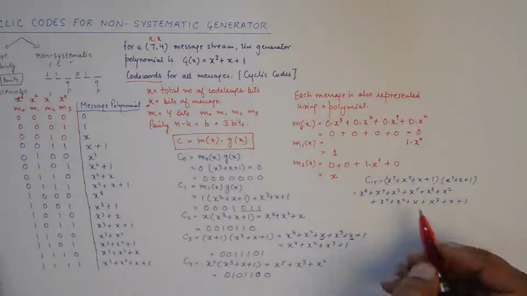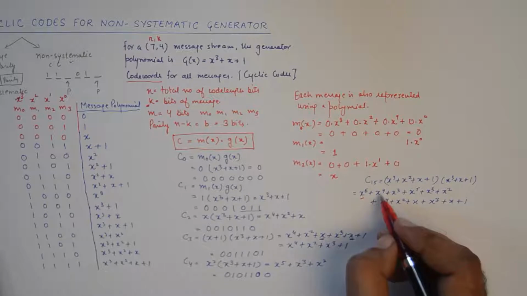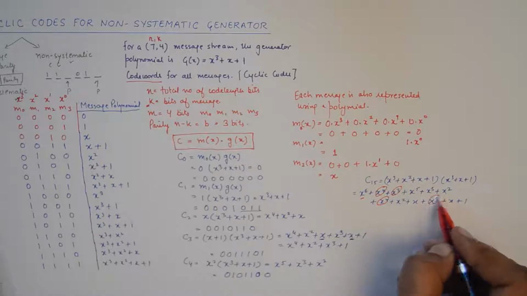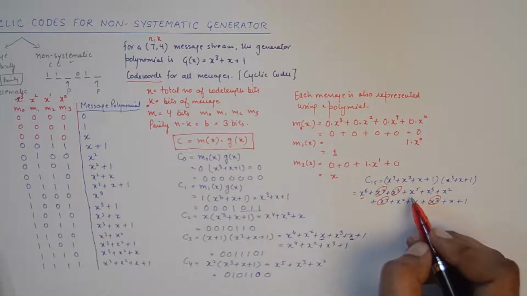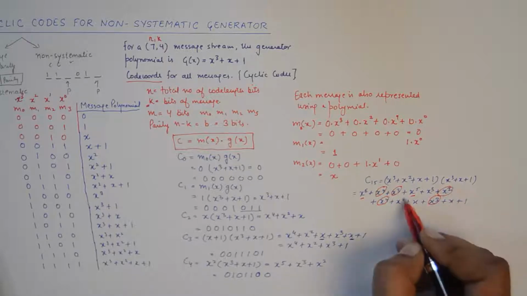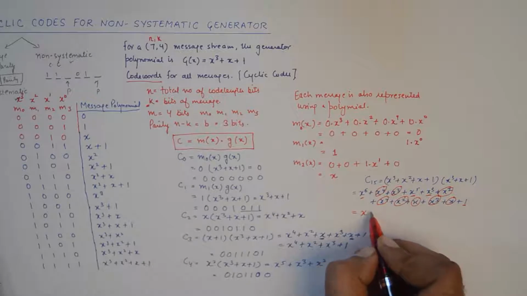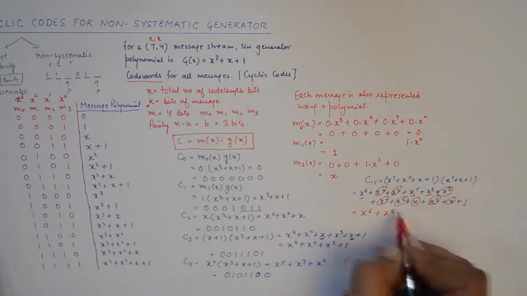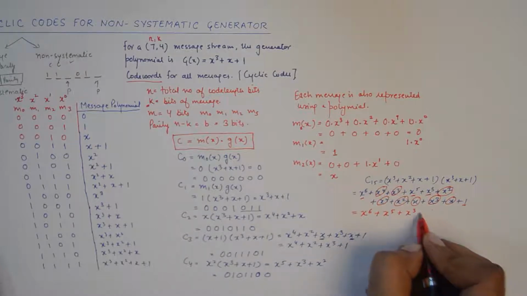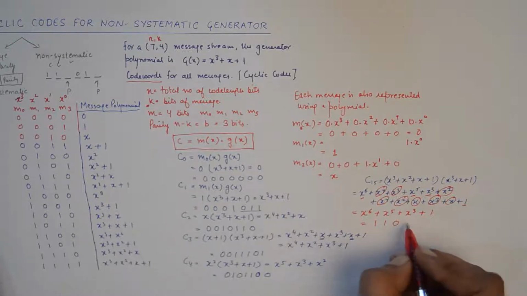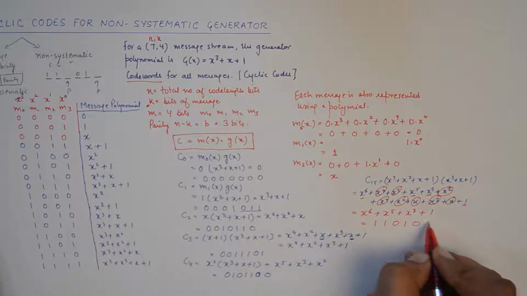Now let's see if we have common terms. x6 is just 1, x4 and x4 will vanish away. These two x cubes will vanish away, but we have this one left. x5 is just 1 and x square will vanish away, x will vanish away, and 1 will be left alone. So what I'm left with is x6 plus x5 plus x3 plus 1. So the final code word becomes 6 is present, 5 is present, 4 is absent, 3 is present, 2 is absent, 1 is absent, and 0 is present.